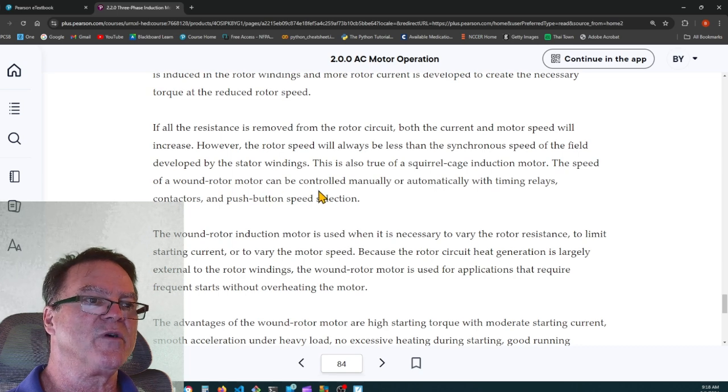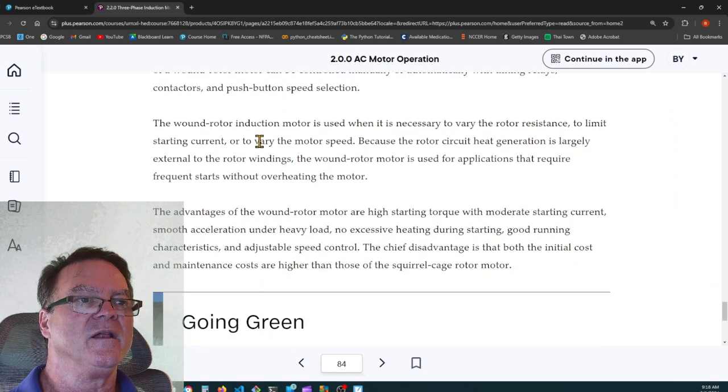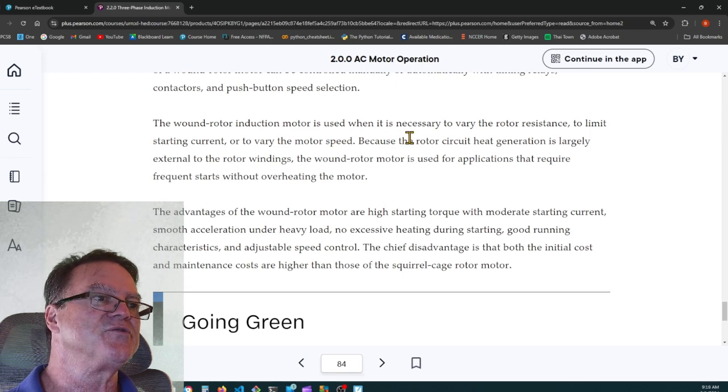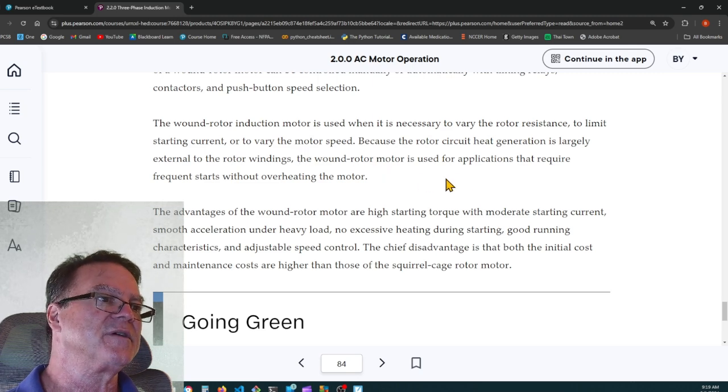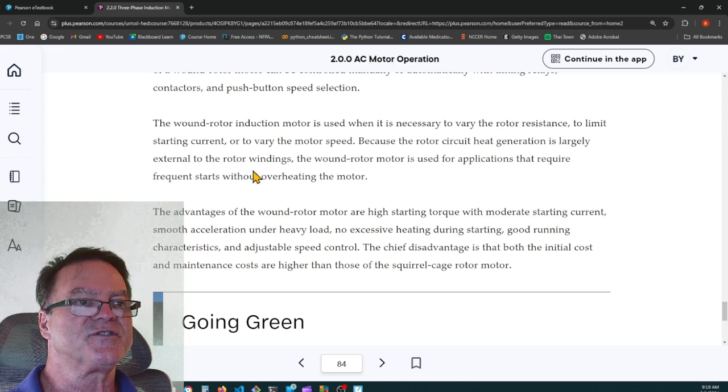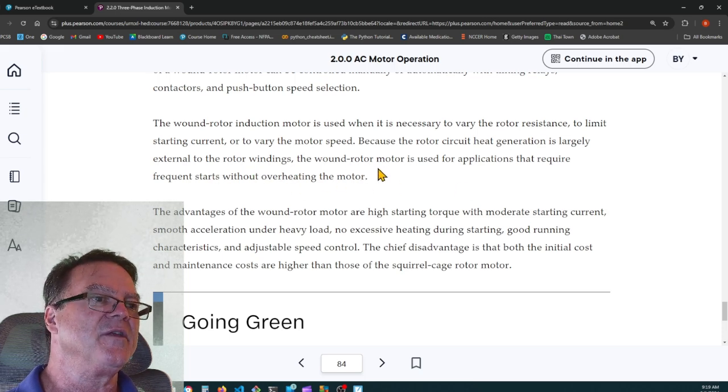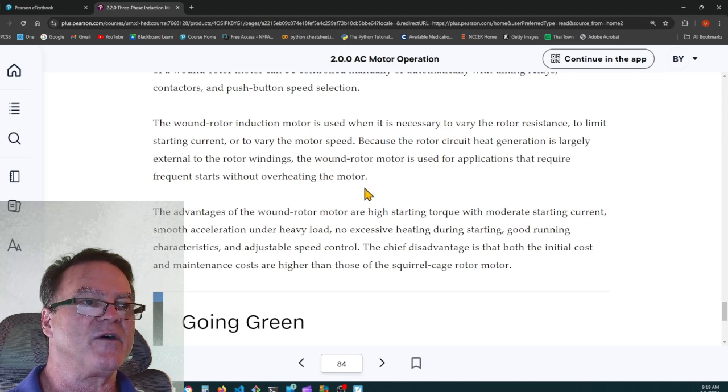The speed of a wound rotor motor can be controlled manually or automatically with timing relays, contactors, and push-button speed selection. The wound rotor induction motor is used when it's necessary to vary the rotor resistance, to limit starting current, or to vary the motor speed. Because the rotor circuit heat generation is largely external to the rotor windings, the wound rotor motor is used for applications that require frequent starts without overheating the motor.